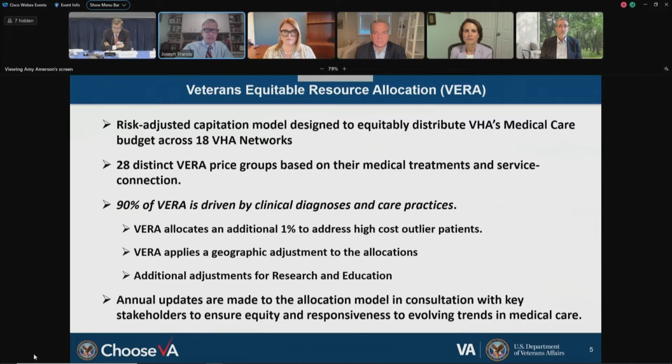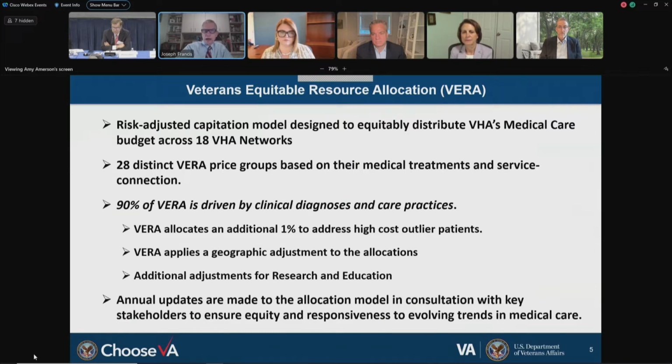It's just sort of my last background slide to help you understand what our global payment looks like. We allocate our annual budget to our facilities based on a risk-adjusted capitation model, 90% of which is driven by clinical diagnoses and care practices. And we have additional adjustments for geographic differences in pay, for the amount of research and education that goes on. Think of this as kind of like the adjustments that Medicare has for teaching and research. And of course, we do have kind of a system to account for high outlier, high cost patients. That accounts for less than 1% of our budget allocation.